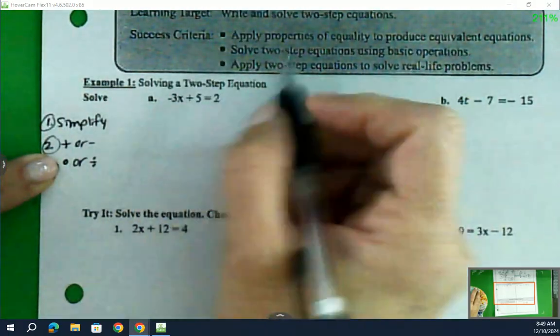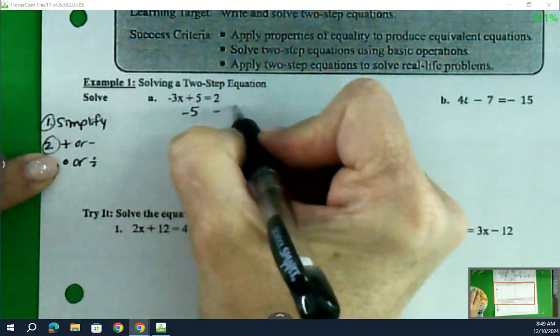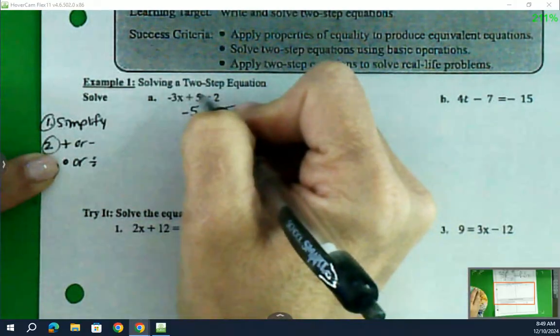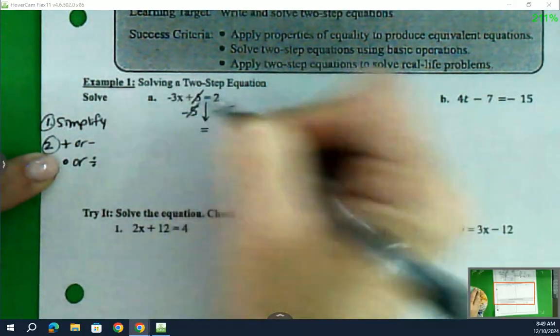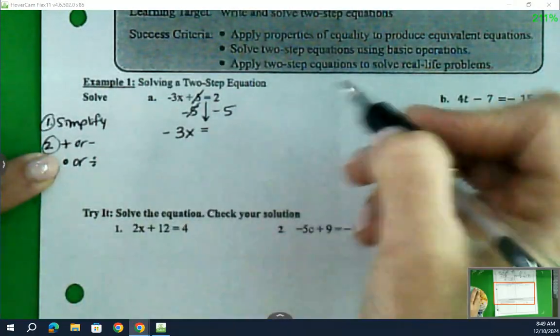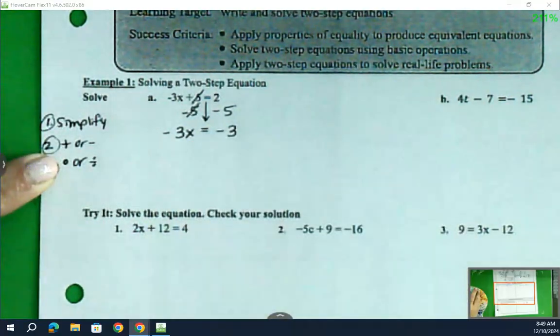So we have negative 3x plus 5 equals 2. There's nothing to simplify or combine any like terms. So we're done with step 1. We're going to do the opposite of adding 5 to get rid of it. So that would be to subtract 5 on both sides, keeping our equal sign lined up. Plus 5 and minus 5 are a zero pair. So they cancel out because they add up to 0. And we bring down our negative 3x. Over to the right, we have 2 minus 5, which is negative 3.